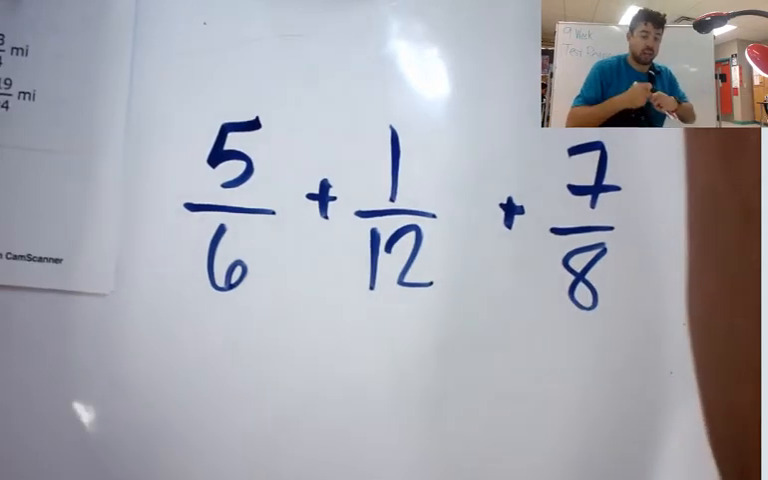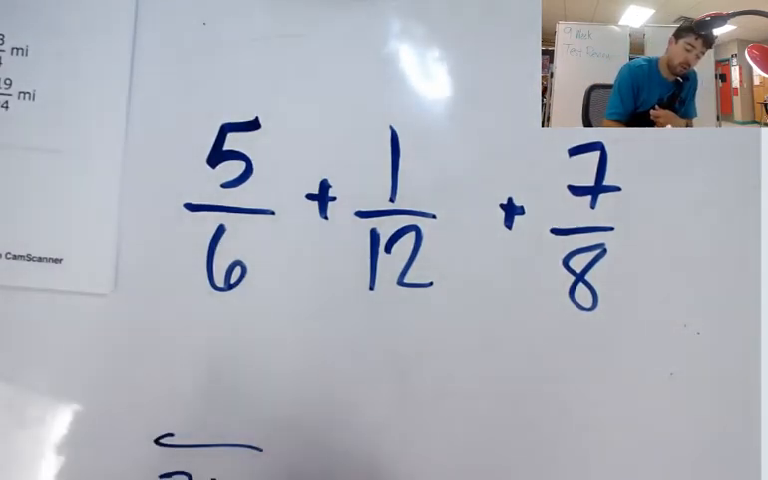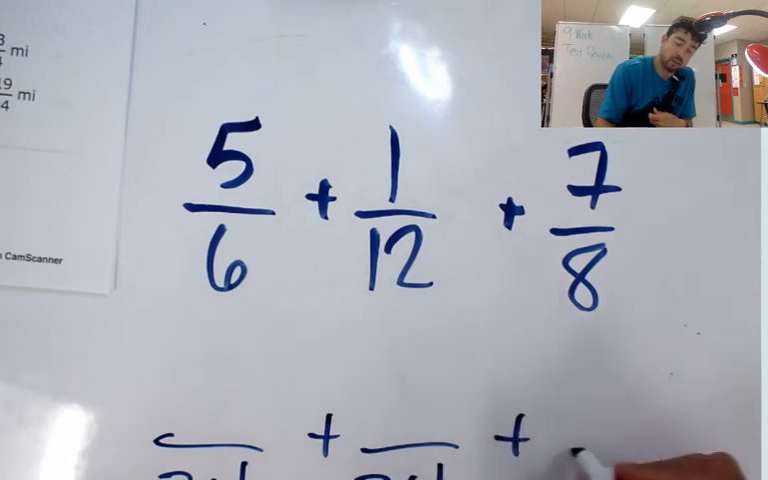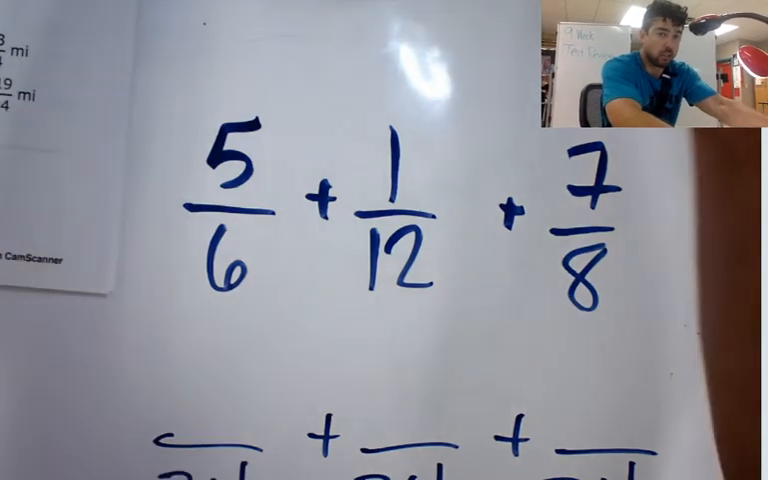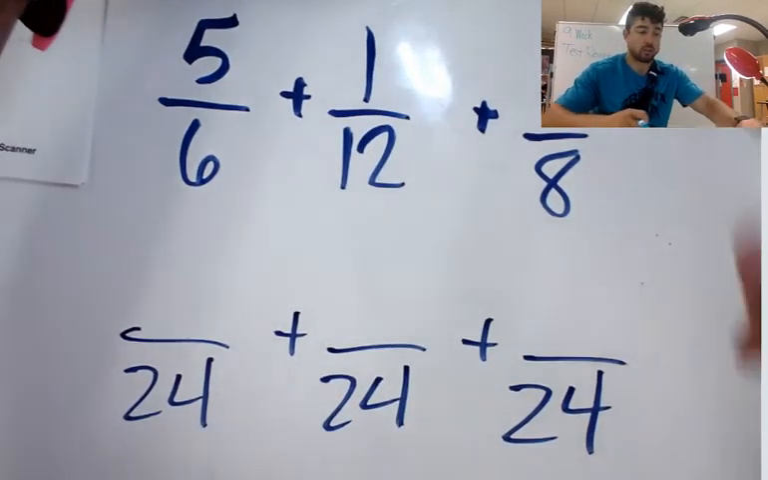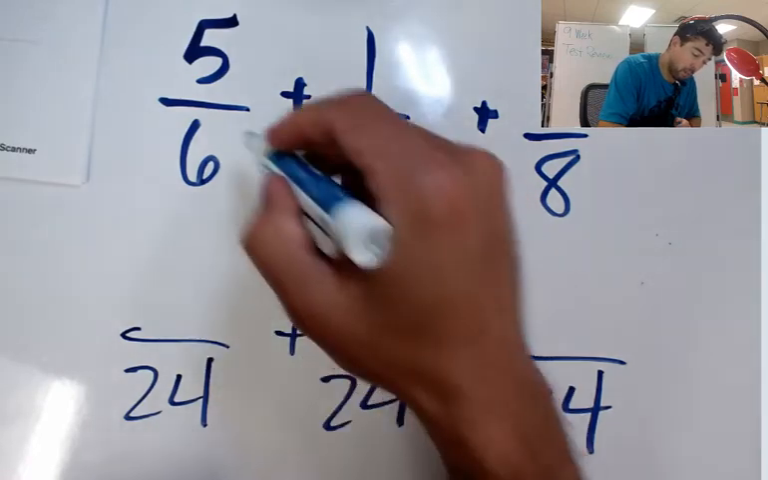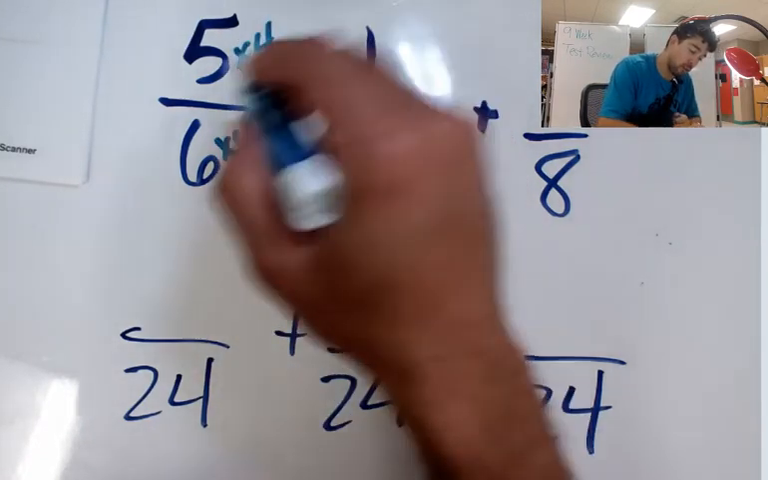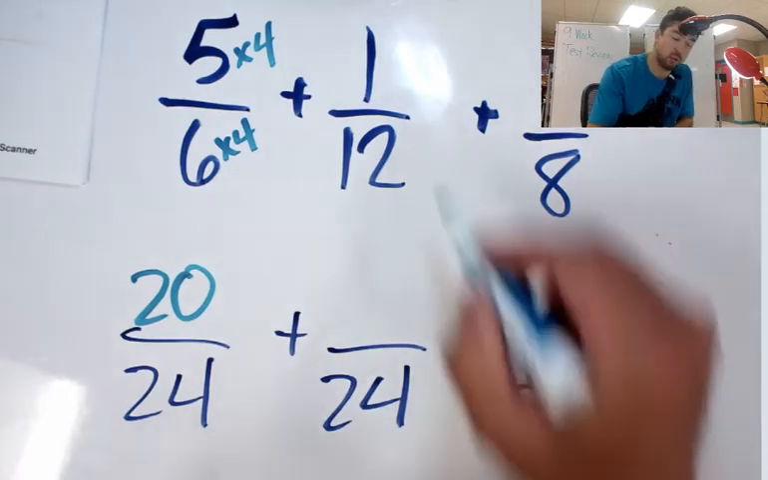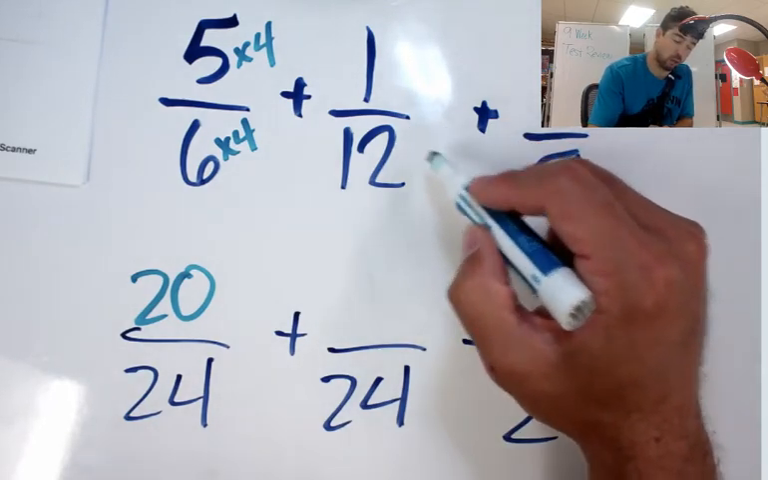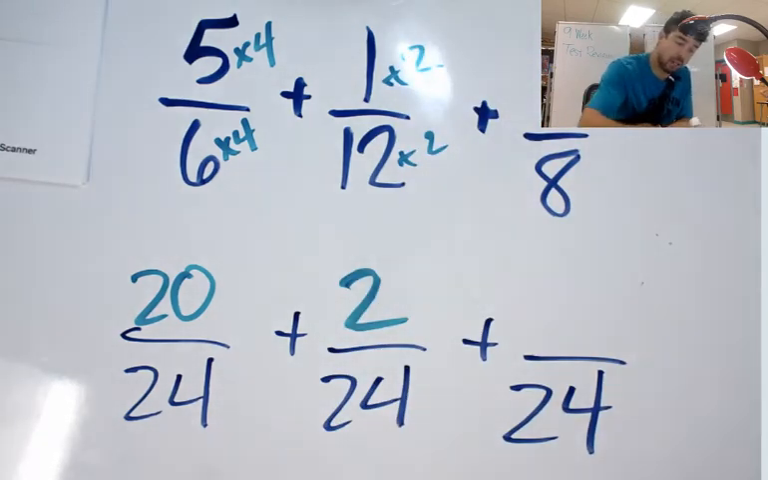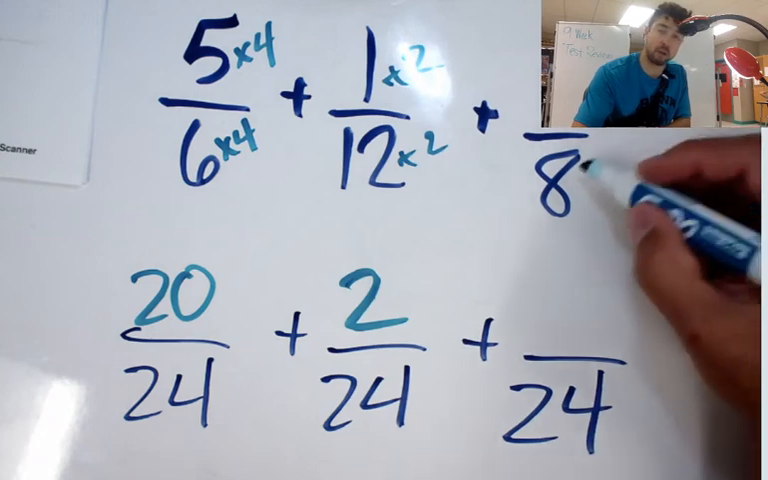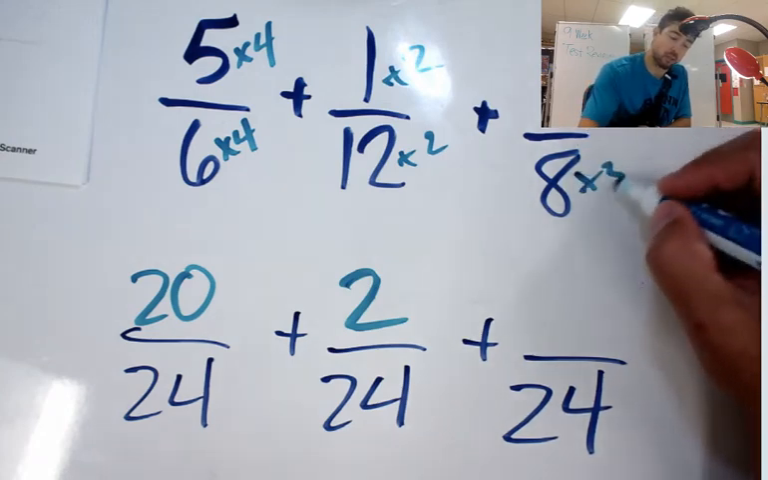So we need to create 3 new fractions with a common denominator of 24. What do we need to multiply 6 by in order to get 24? 4. So I'm going to multiply by 4 by 4. We end up with 20/24ths. What do I have to multiply 12 by to get 24? By 2. By 2. So we end up with 2/24ths. And then last but not least, this 7/8ths. What do I have to multiply 8 by in order to get 24? 3. By 3. By 3.